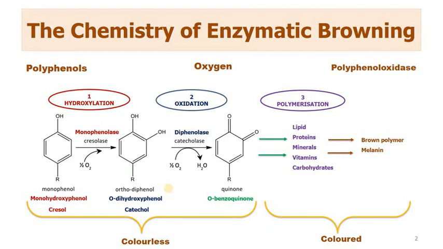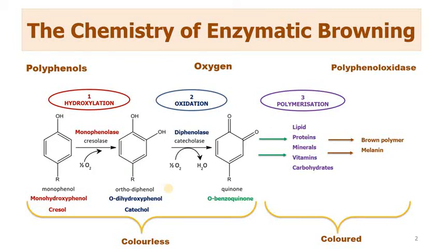The chemistry of enzymatic browning involves three main steps. The first step begins with polyphenols, or what we can call monophenols, depending on the structure. Some of these polyphenols become complex, whereby they are made up of a benzene ring with a hydroxyl group. When they are polyphenols, that's when they have many more different types of benzene structures brought together. But the main characteristic is the benzene group with a hydroxyl group.